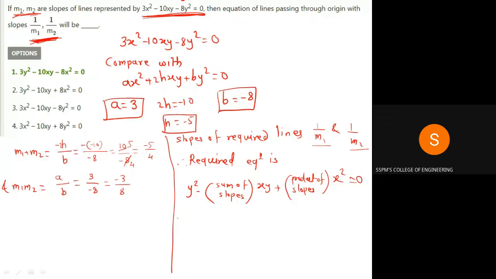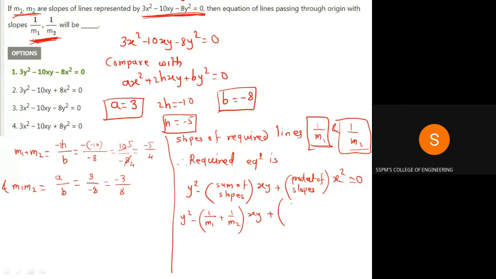Okay, so now we will put the values here. y square minus, what is sum of slopes? What are the slopes here? This is slope of first line, this is slope of second line. So sum of slopes will be 1 upon m1 plus 1 upon m2, into xy, plus product of slopes.